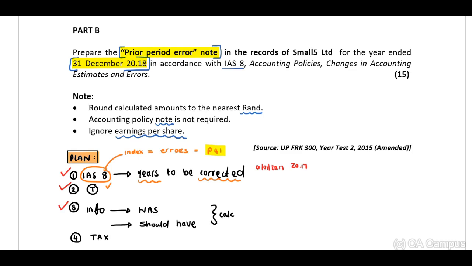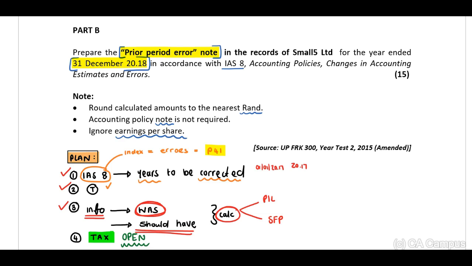Step number 3, we need to work through the information. We need to identify what happened, what was recognized, and what should have been recognized. We need to calculate the effect on our profit and loss line items, on our statement of financial position line items, and extremely important, don't forget this, guys, the tax effect. They've indicated to us that they've opened our tax liability for that year. Therefore, we need to correct this.